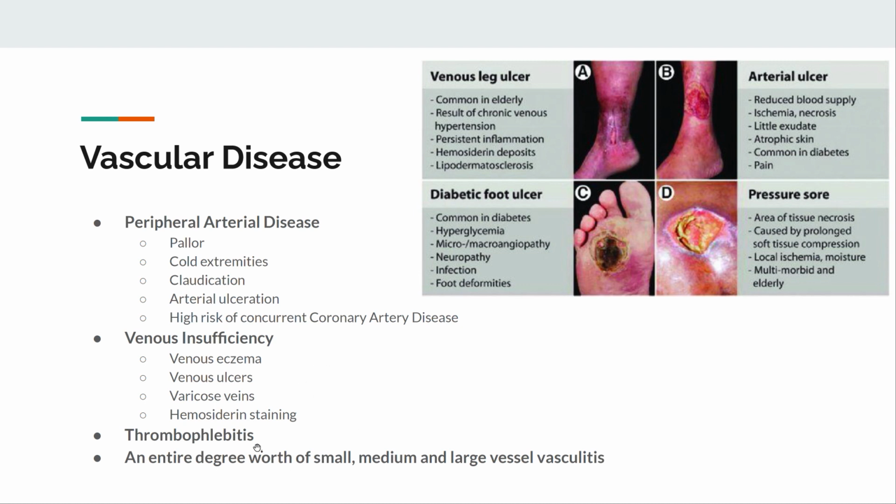Thrombophlebitis is inflammation of a vein after it's been played with by a doctor. And then there's vasculitis, which includes small, medium, and large vessel vasculitis. And there are so many of those that you need to know one day, but for now you can probably get away without really knowing that many.